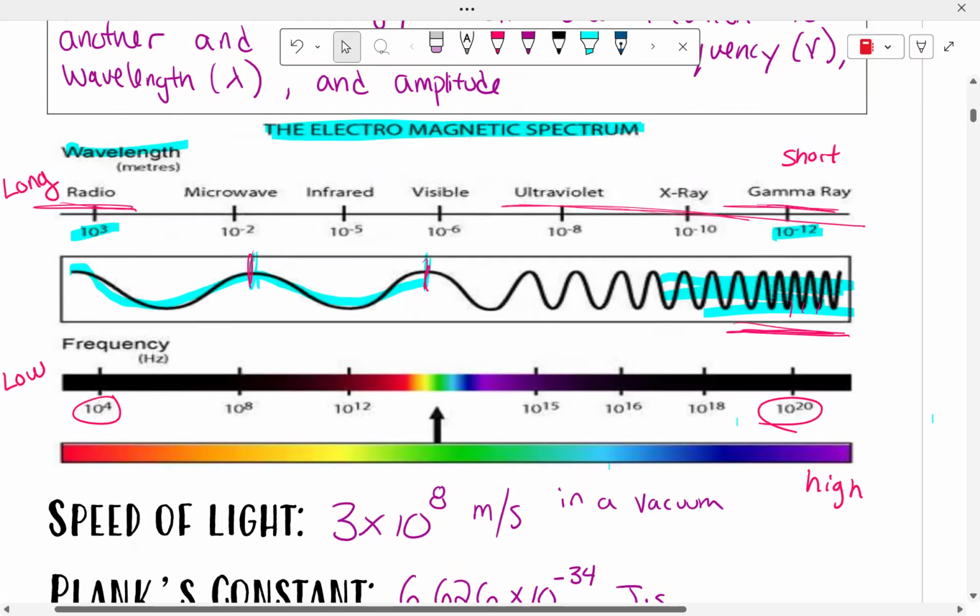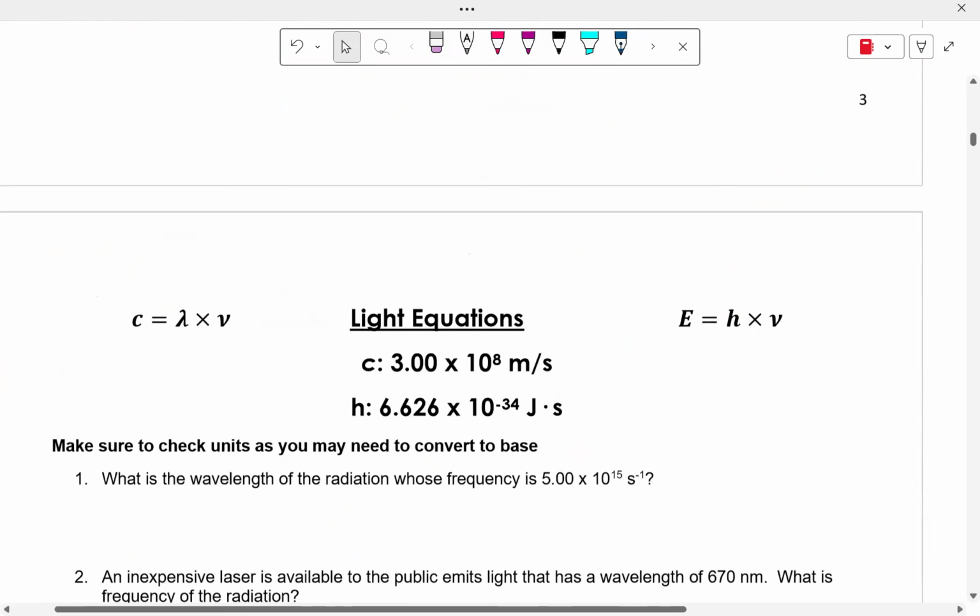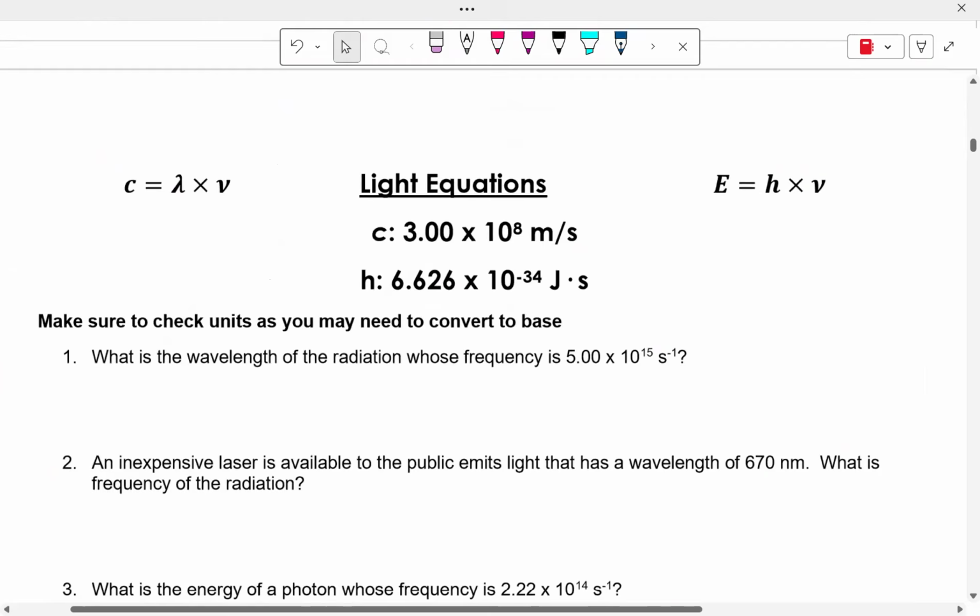Long wavelengths over by the radio are going to be lower energy. And then as we get a shorter wavelength, we're expecting, again, that number to go down, and energy should go up because they become more frequent. So that'll finally lead us into our idea of the math.